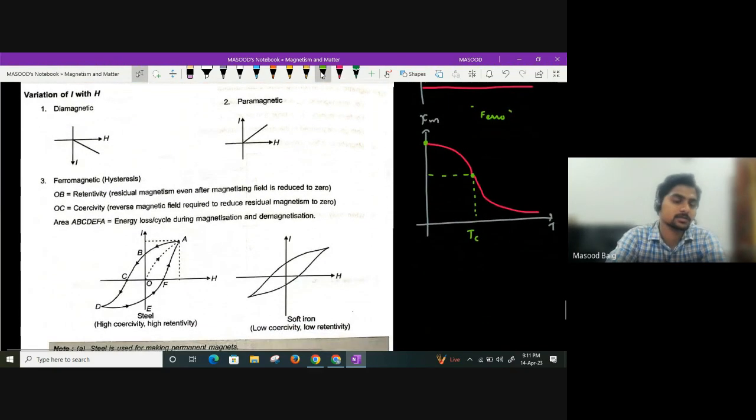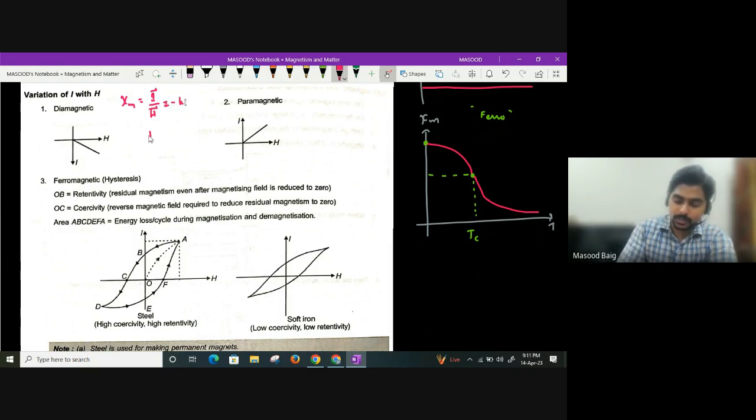As you can see, the variation of I versus H for diamagnetic. Basically, what is susceptibility for diamagnetic? We know it is given as I bar by H bar. Is it negative or not? So what will I get I bar value as? Minus K into H bar.